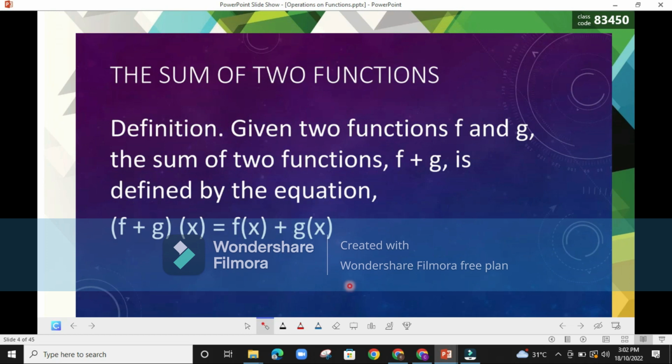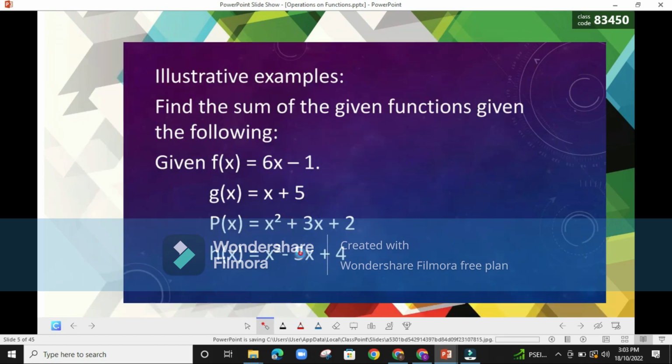Okay, so let's start with the first operation. We will have the sum of two functions. By definition, given two functions f and g, the sum of two functions f plus g is defined by the equation (f + g)(x) = f(x) + g(x). Okay, so let's have examples.